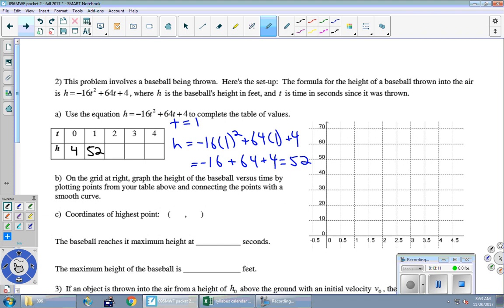So what does that mean? It means 1 second into this experiment, 1 second after I release this baseball, how high off the ground is it? It's 52 feet off the ground. That's what this is saying, okay? All right, you plug in 2, 3, and 4 in exactly the same way. I'm just going to save time and write the answers here. Turns out this is 68, 52 again, 4 again.